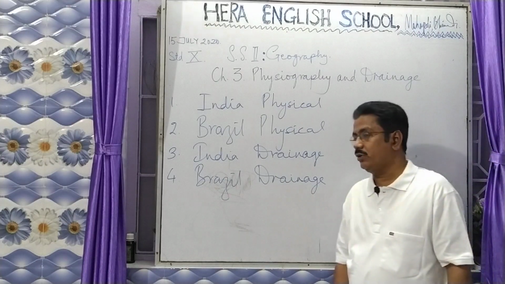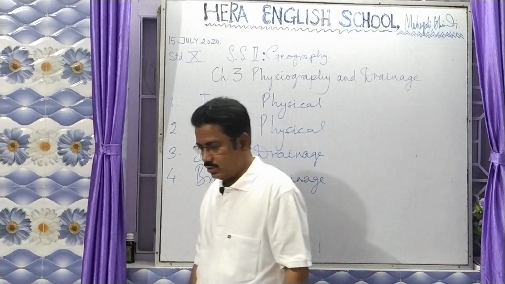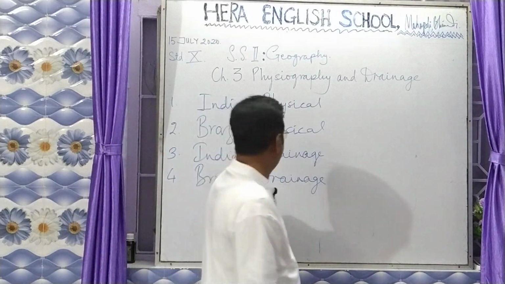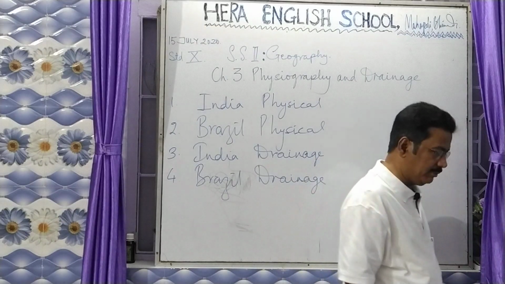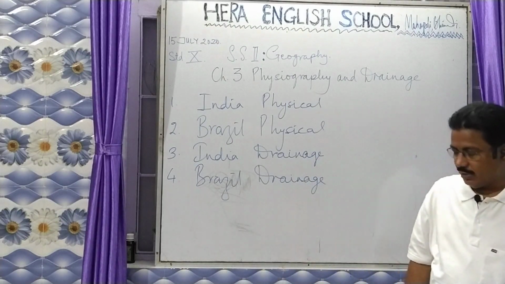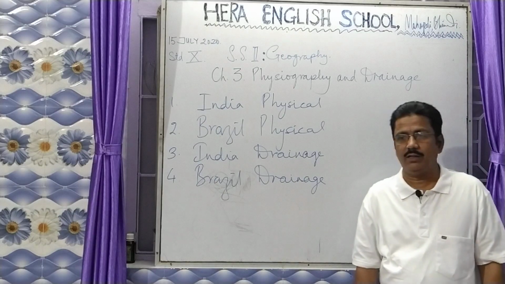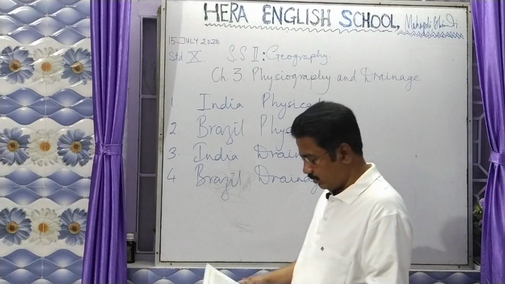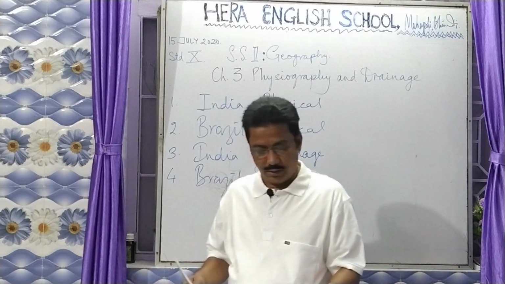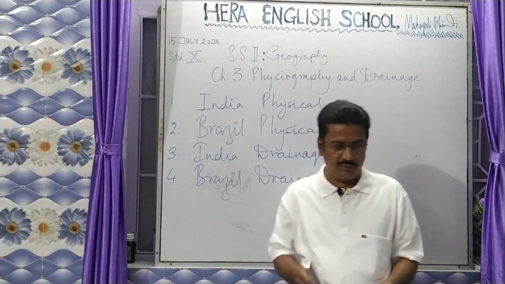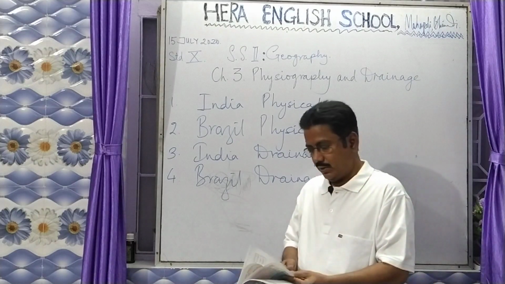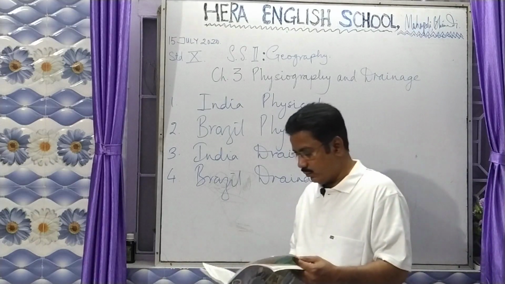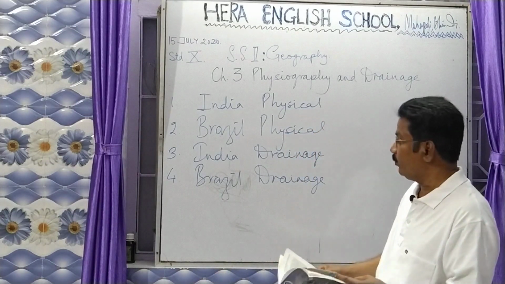Then you have your coastal region of 7,517 kilometers of Indian coastline, and finally you have the Andaman Nicobar Islands in the Bay of Bengal and Lakshadweep Island in the Arabian Sea. That was all about the Indian physical features of India. Then we had the Brazilian part of it, where again Brazil has been divided into 5 parts.